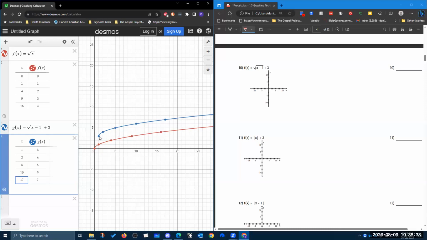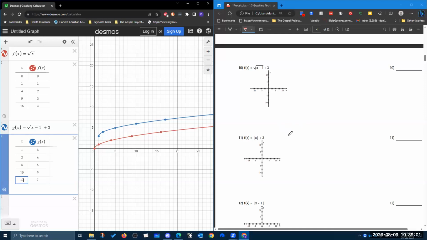Again, if I get this new vertex over here at 1, 3, I can apply all of my characteristic points to say I'm going to go 1 right and 1 up, 4 right and 2 up, 9 right and 3 up, 16 right and 4 up, and I'm going to get my blue graph from that.